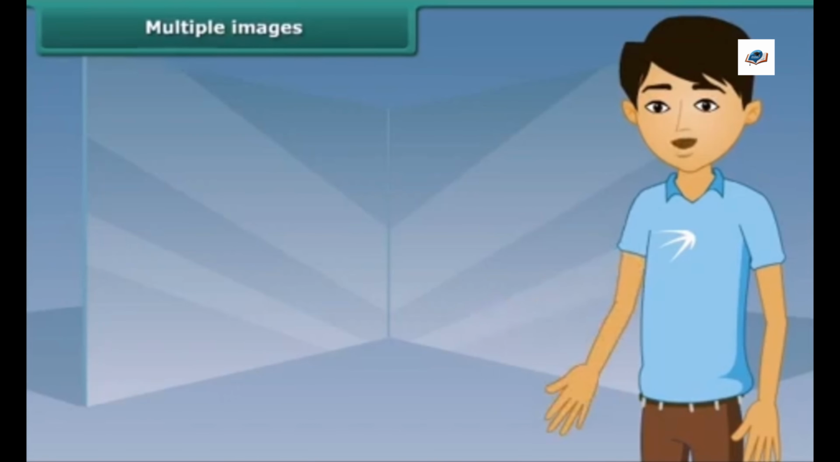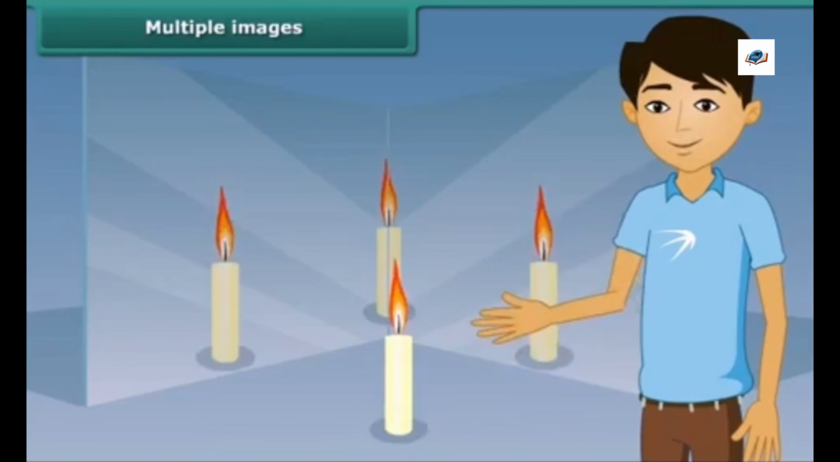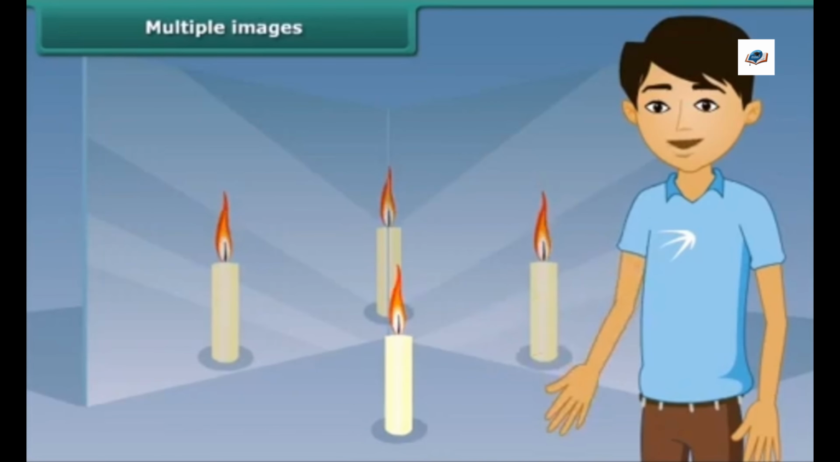Place a lighted candle in between the mirrors. How many images do you see? Strangely, we can see 3 images of the candle in 2 mirrors. This is how multiple images are formed in a mirror maze that we all enjoy going through.